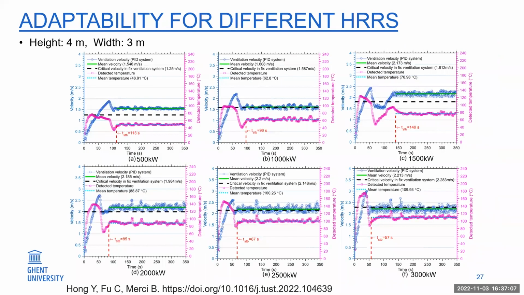And then we test the adaptability for different heat release rates. In this test, the height is fixed at 4 meters and the width fixed at 3 meters. And then the heat release rate varies from 500 kilowatts to 3,000 kilowatts. You can see all of these cases can reach the stable stage in the end. But for the higher heat release rate, the average ventilation velocity is higher.